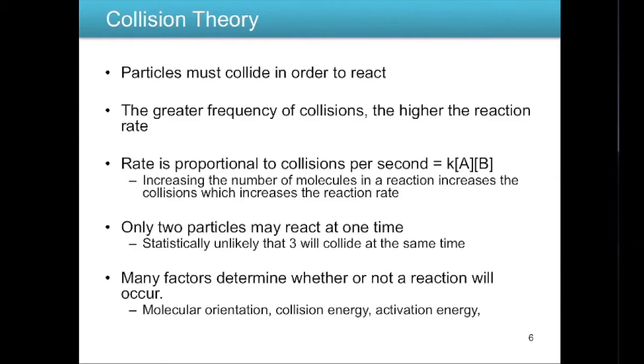In order for a reaction to occur, particles must collide. If they don't collide, then a reaction can't occur. And the greater the frequency of those collisions, the higher the reaction rate. That makes sense, right? More things colliding, more things converting from reactants to products at a faster rate. So the rate is proportional to the collisions per second, which is proportional to the number of molecules in a reaction that are colliding in an appropriate manner in order for a reaction to occur.